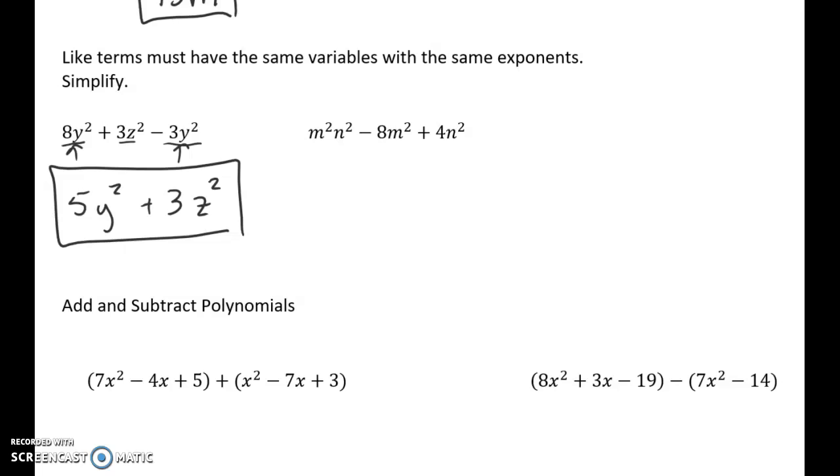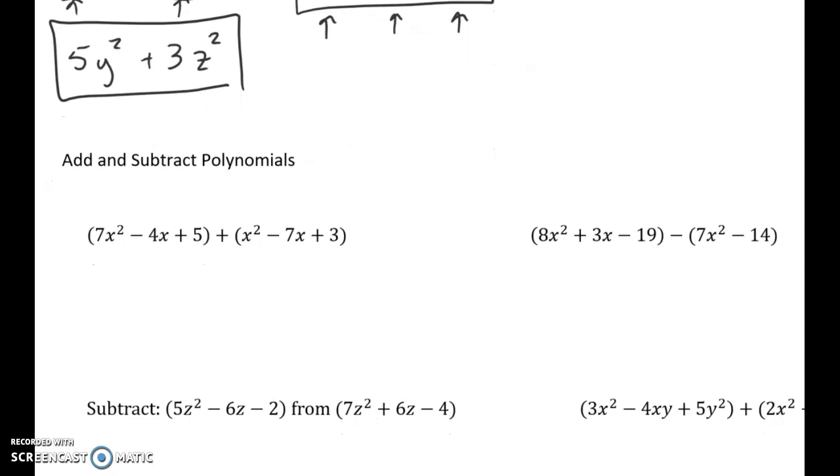The next one, well, do we have any like terms? Oop, this one's done. And why is that? Well, this term is m squared n squared. This is an m squared, and this is an n squared. So there aren't any that are exactly like. The only thing that can be different is the coefficients. Then you can combine those terms. But that one's done. That one might seem a little odd.